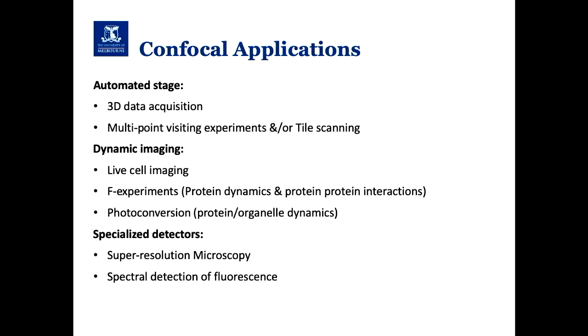We do a lot of dynamic imaging on confocal systems as well, so things like live cell imaging, the FRAP experiments, which we'll come on to, which are looking at protein dynamics or protein-protein interactions. We can also do cool experiments like photoconversion. If you remember from the first lecture, I told you about photoconvertible fluorescent proteins, where we can switch them from one emission to another emission. And we also have some confocals which are equipped with specialized detectors, some for super resolution microscopy, and some for spectral detection of fluorescence as well. Over the next few slides, I've got a few different examples of some of those points that we've just gone through.